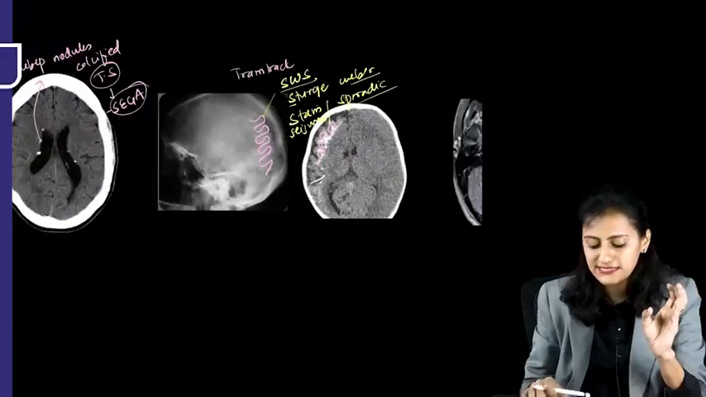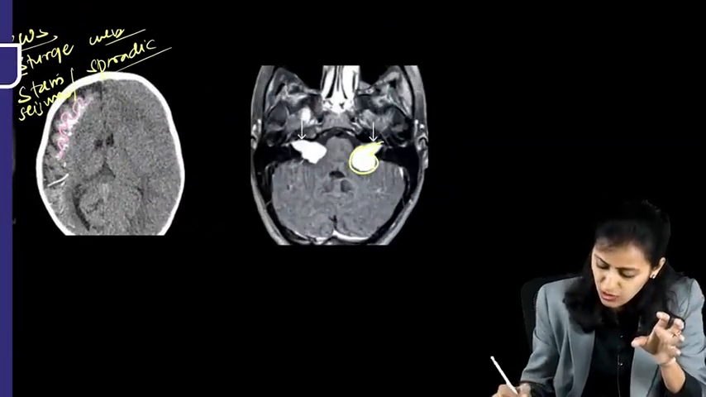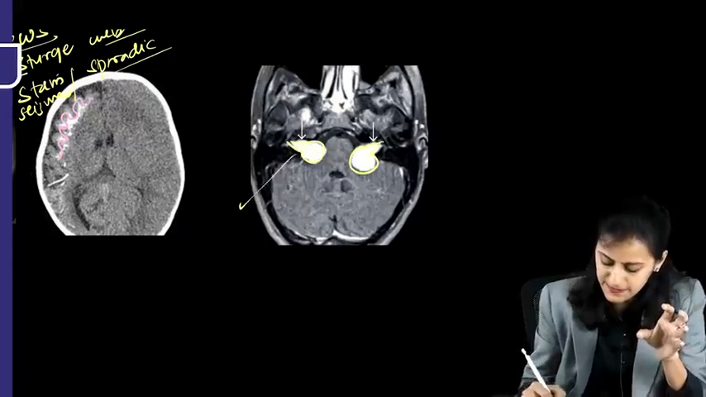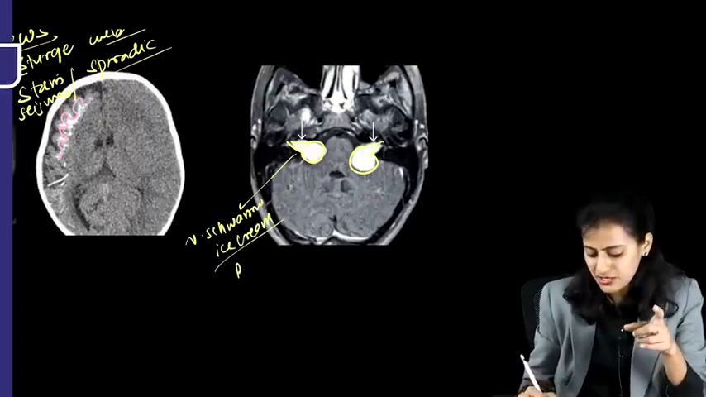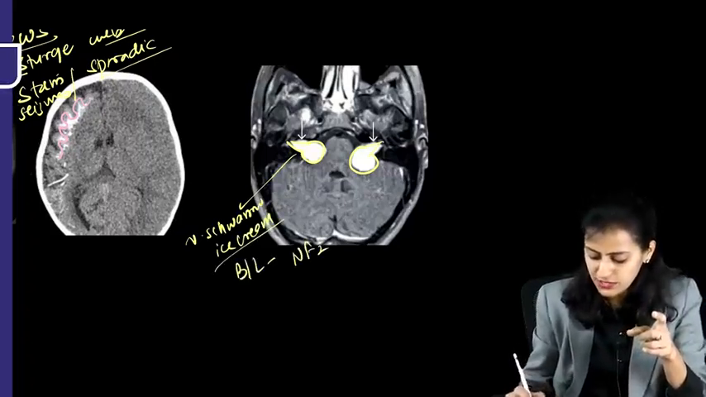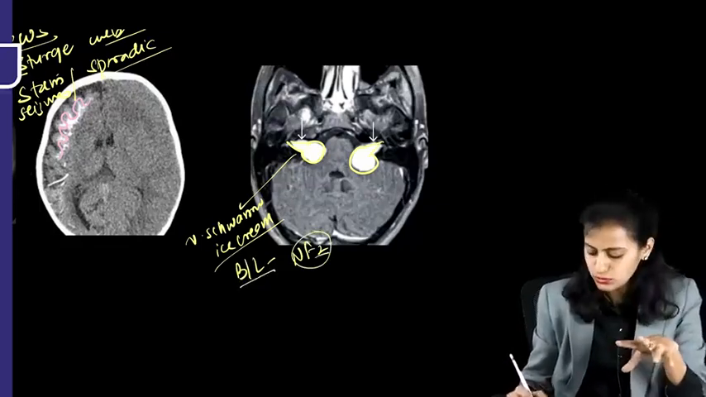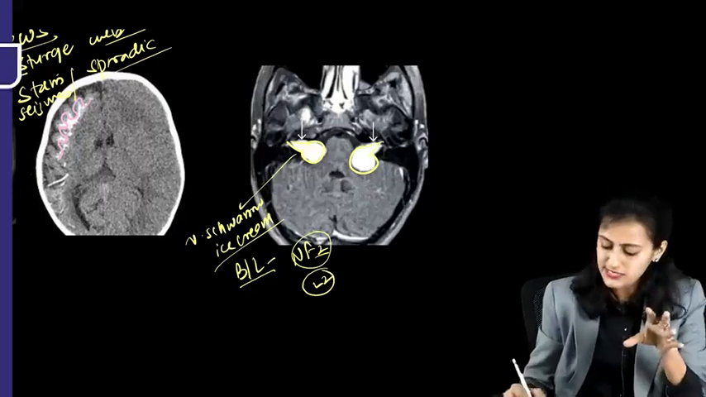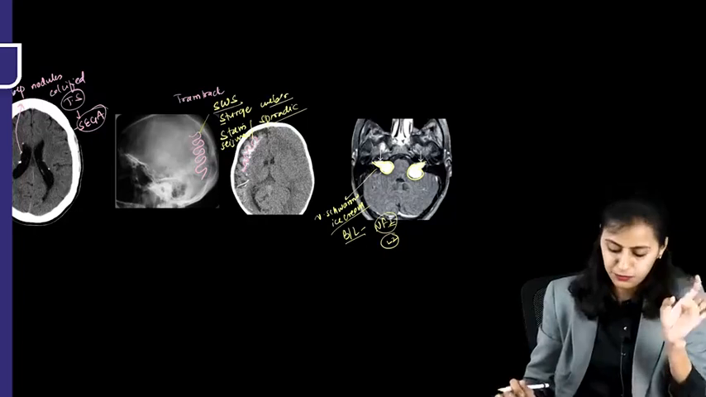So, tram track calcification, Sturge-Weber syndrome. Where you see this ice cream cone appearance, this is vestibular schwannoma, showing the ice cream cone appearance. Bilateral vestibular schwannoma is diagnostic of NF2. Remember, bilateral 2, NF2, chromosome number 22. Okay, this is bilateral vestibular schwannoma. Straight ahead, it becomes NF2.